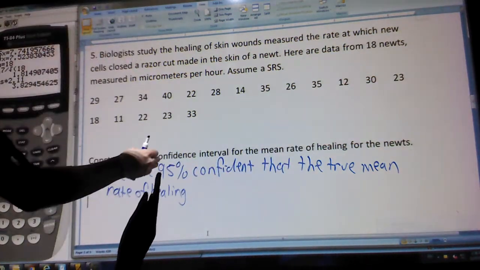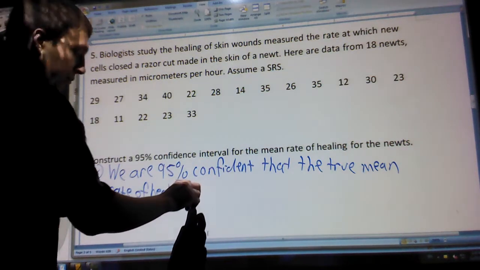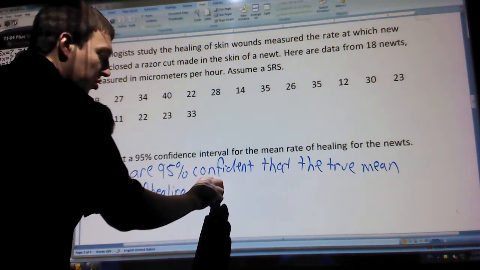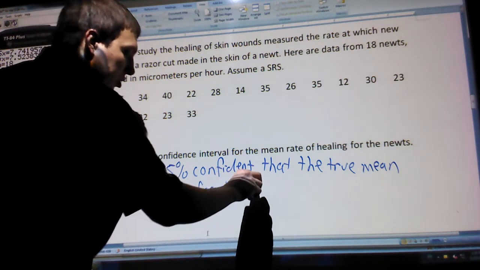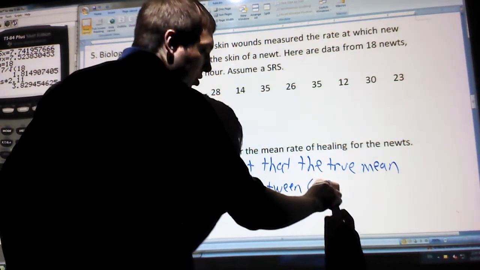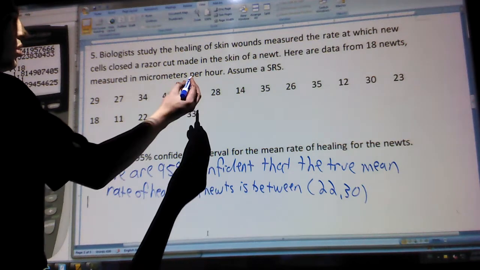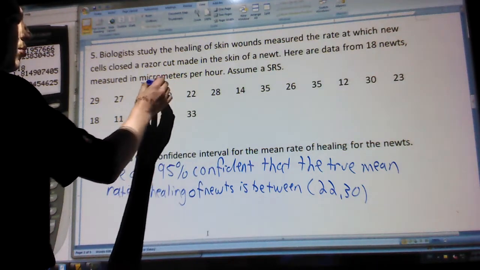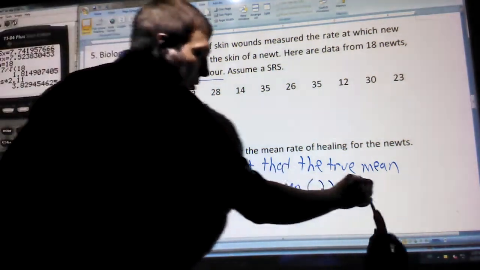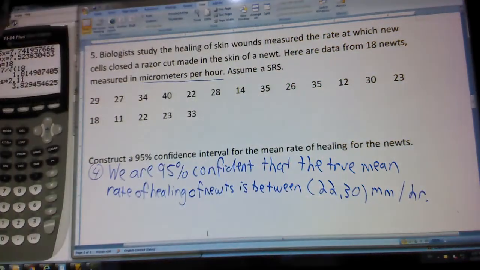So I'm going to say 95% confident that the true mean rate of healing of newts is between about 22 to 30, and then I gotta look for units. I think it said micrometers per hour. Micrometers per hour. And that is the 4 steps for a one sample T confidence interval.